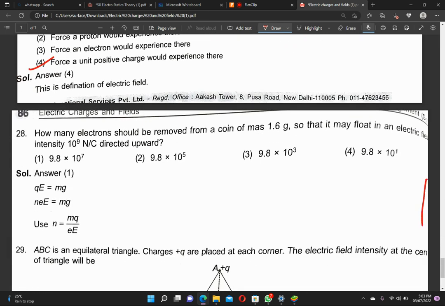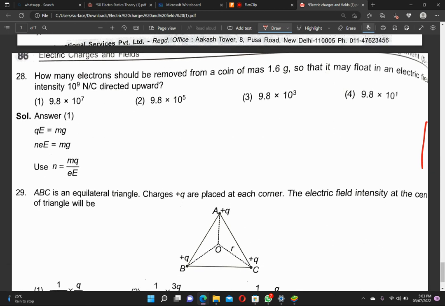How many electrons should be removed from a coin of mass 1.6 grams so that it may float in the electric field? Okay, we know Q equals mg, then we know Q equals Ne, so we substitute: Ne equals mg, then N equals mg by E. So we have the value of m, we know the value of g, and the electric field intensity E we know. So if you solve, you get the answer, option 1. 9.8 into 10 power 7. The value of m is given here, the value of g, so we know it, and then the electric field intensity, and then 1.6 into 10 power minus 19. That's it. Just apply that and you get it.